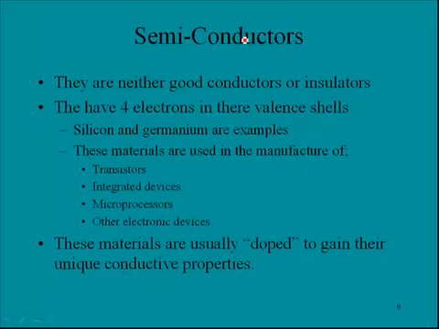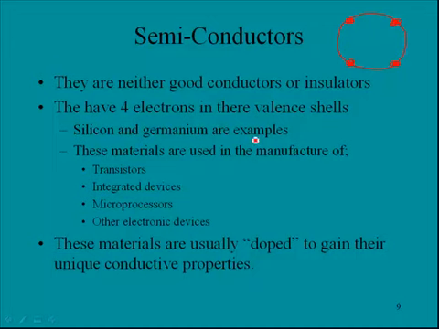Then we have these devices called semiconductors. They are neither good conductors nor insulators. And the outer shell looks kind of like this. They have 4 electrons in their valence shell. They're not good as insulators, not good at conducting, so what are they good for?